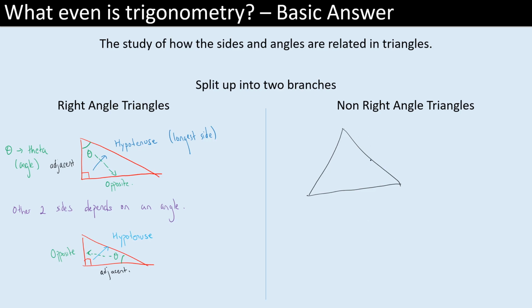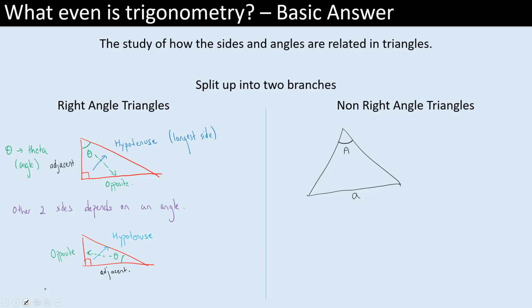Now, we don't have a right angle in this triangle, so we can't label a side a hypotenuse, because even though it looks like this side is the longest, it's not opposite a right angle. So we can't call it the hypotenuse. So what we do with these kinds of triangles is we say, okay, if this is angle capital A, this will be side lowercase a. So we form a pair.